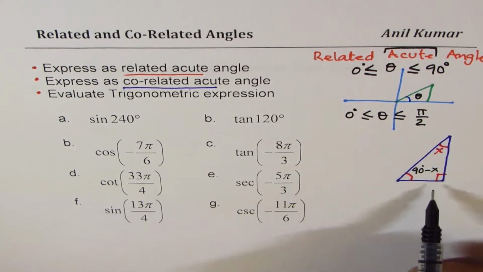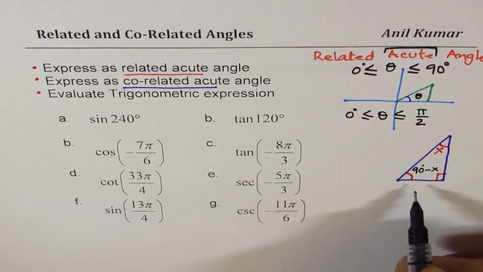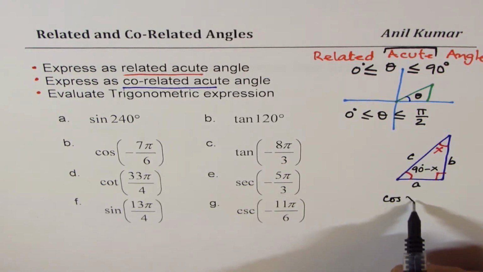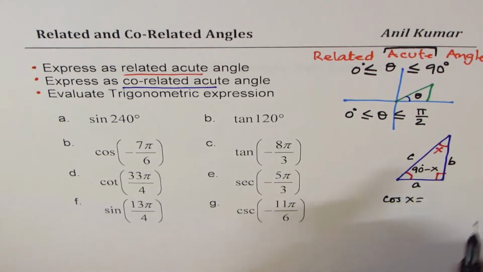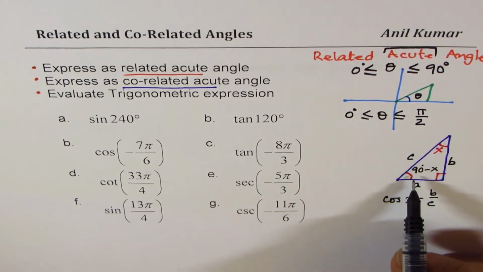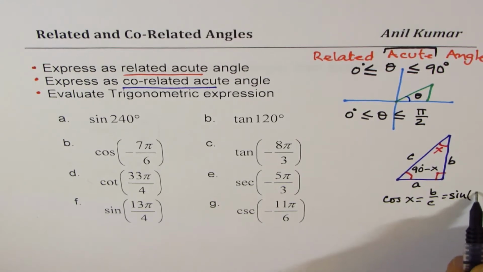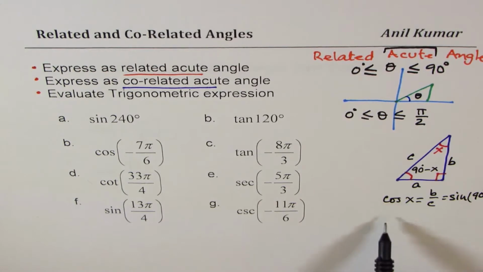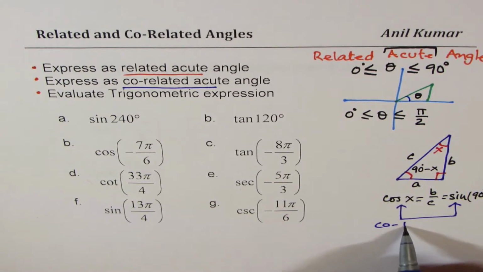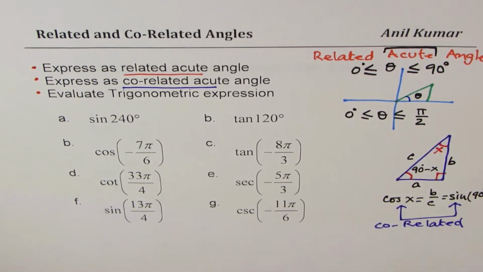As you can see here, in any particular triangle, if we have sides as A, B and C, in that case cos of x will be equal to, let's say, B over C, right? Now in that case, B over C could also be written as sine of 90 minus x. Is that correct? So we are writing cos in terms of sine, and that is what it really refers to when we say correlated. So whenever you're talking about correlated, think about a right triangle. You can express every angle as its counterpart.